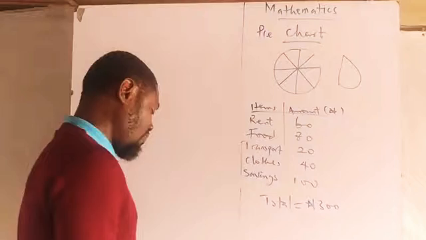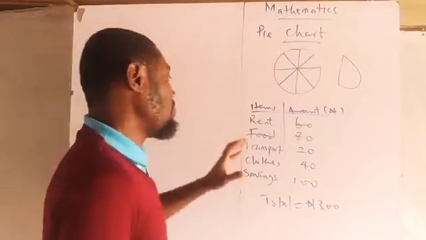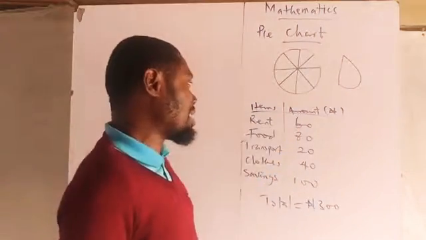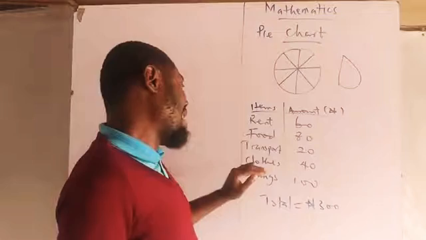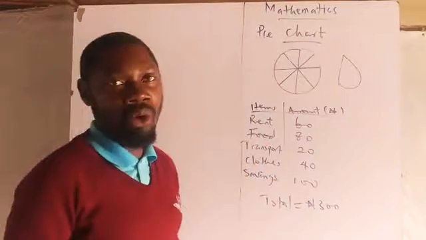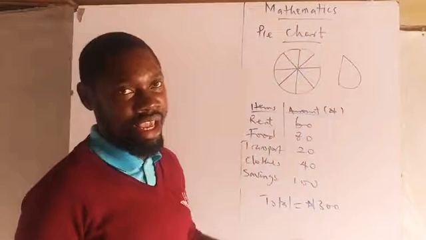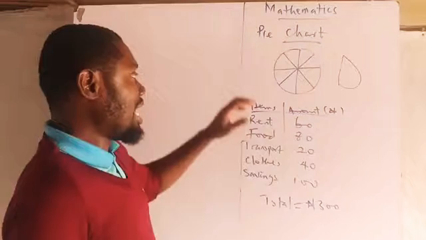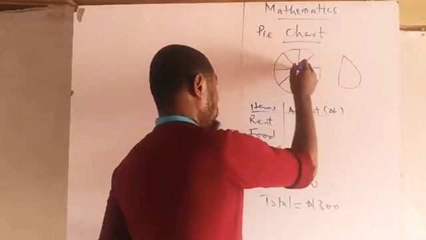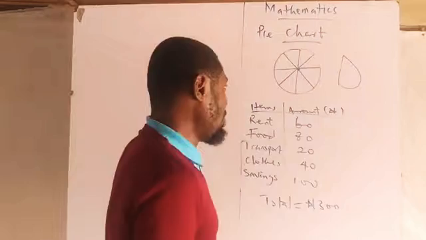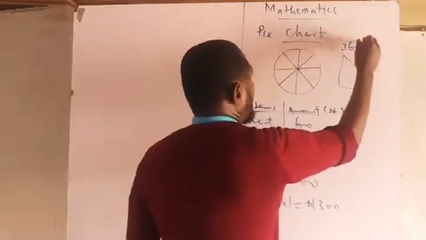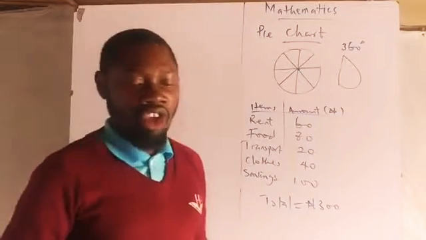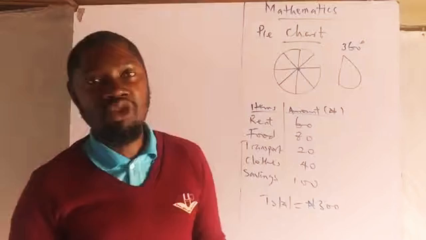Now, to represent this information in a pie chart, the first thing you need to do is change each of these items in Naira to angles, or express them in degrees. You should recall that the angle at a point is 360 degrees. You must have been taught that in your mathematics class in geometry.